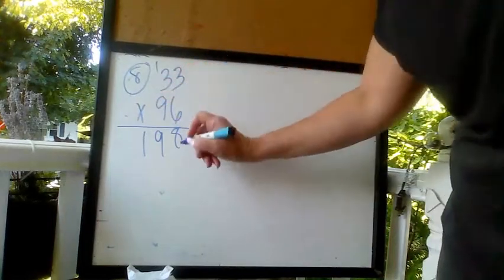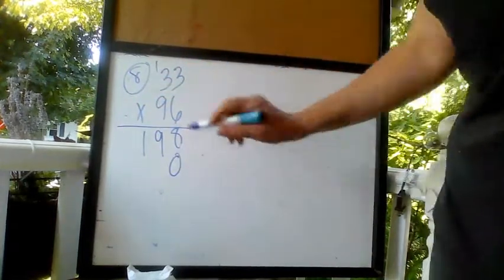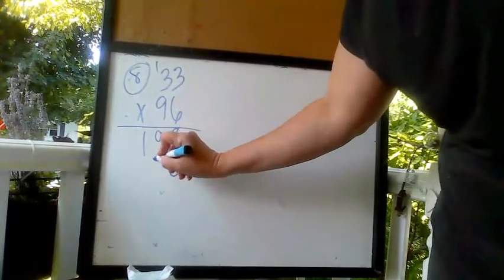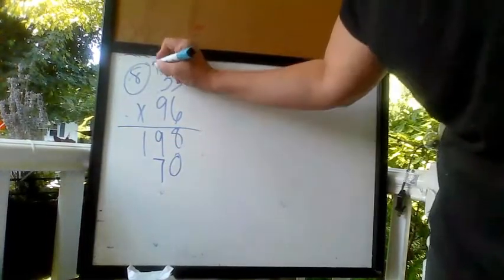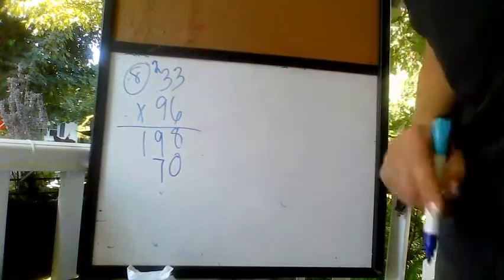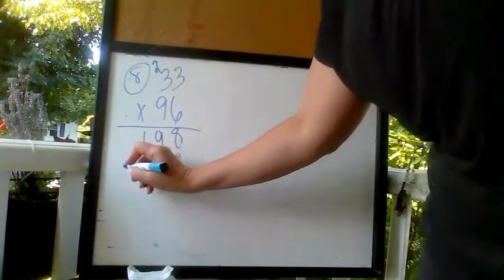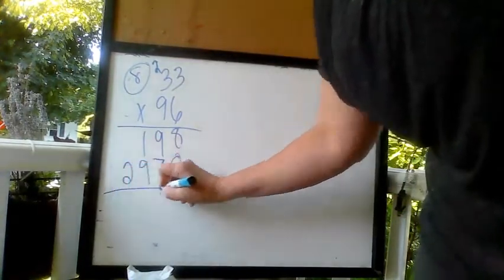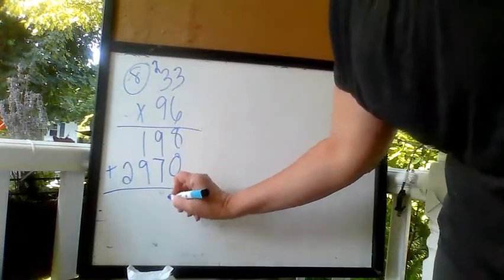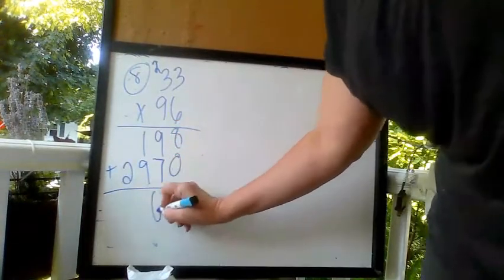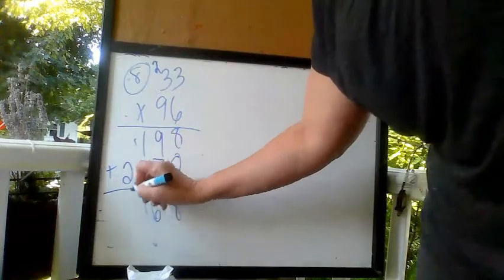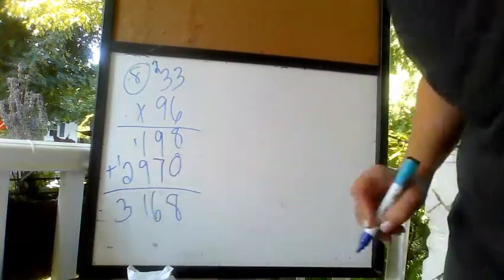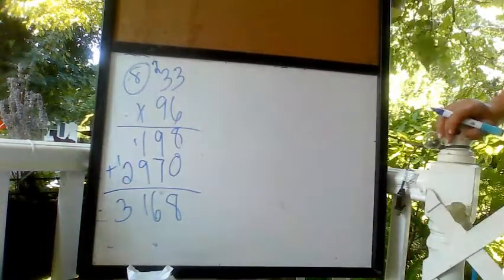9 times 3, put the 0 here for the second row. 9 times 3 is 27. So write the 7, carry the 2. 9 times 3 is 27, plus 2 is going to be 29. And then we're going to add those together. 8, 16, 11. So the answer is 3,168.